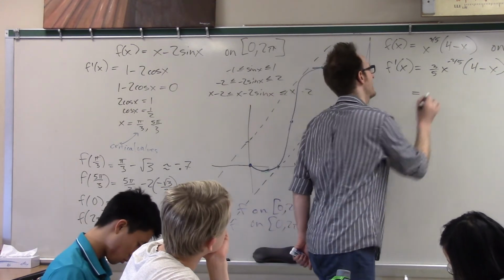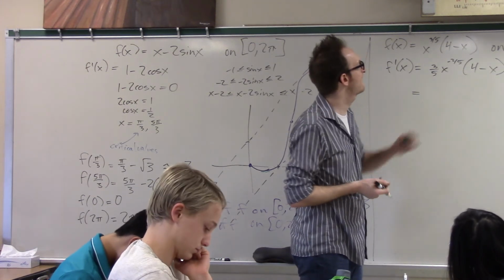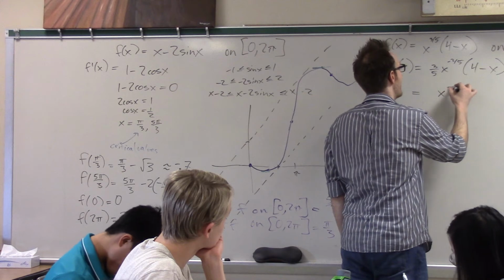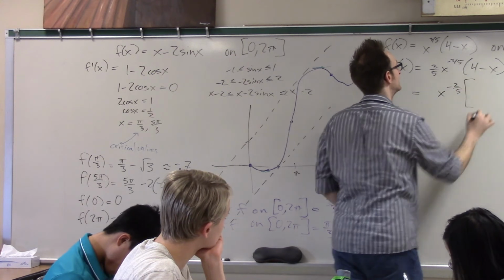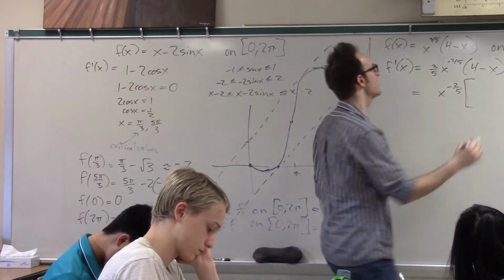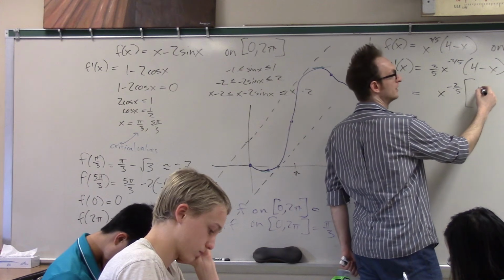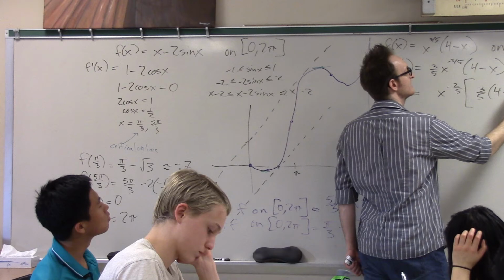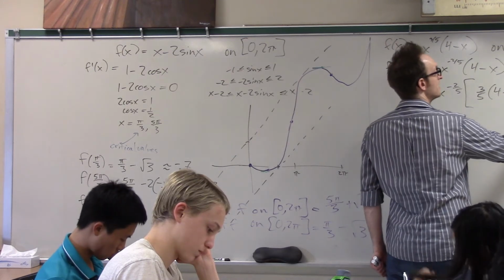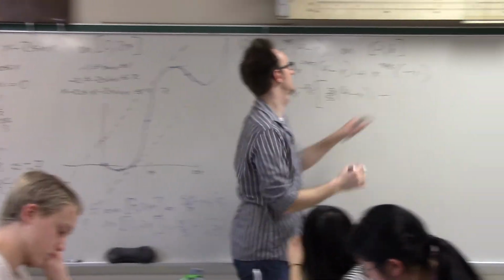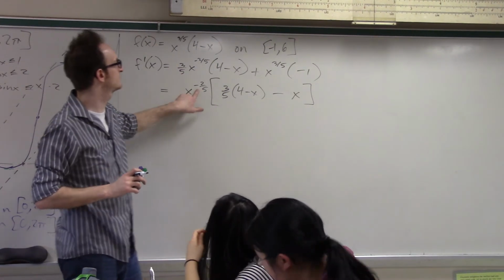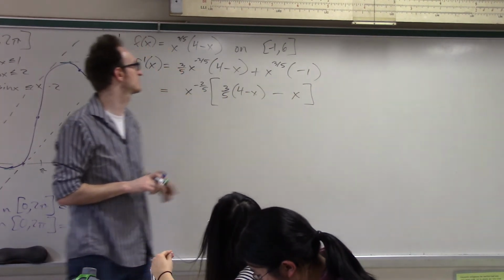So there's a secret trick. And the secret trick is factor out the one with the lowest power. So factor out x to the -2/5. If you do that, what do you end up with? 3/5 times 4 minus x minus, he says this is x, is he right? Yeah, because something to the negative 2/5 times something to the 1 is something to the 3/5.